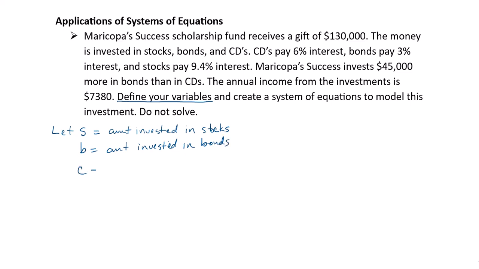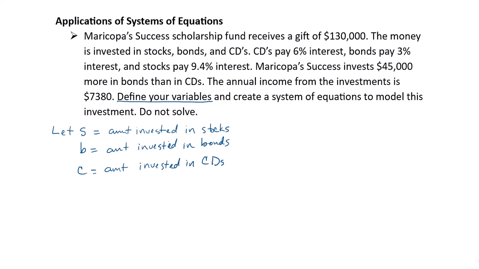Let's let C equal the amount invested in CDs. Now be descriptive when you're defining your variables. Don't say let S equal stocks, let B equal bonds, let C equal CDs. Might be tempting, but you have a couple of different things going on with stocks, a couple of different things going on with bonds, a couple of different things going on with CDs.